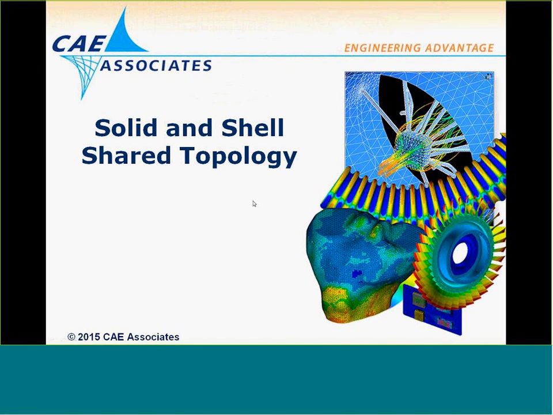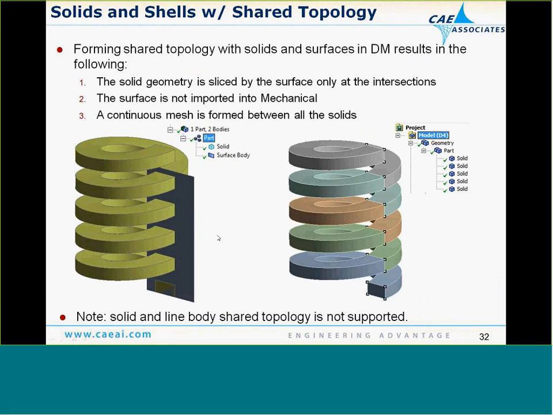Now, what happens when we want to deal with solids and use some shared topology between solids or shells? Start off with solid and shell. So you can go in there in Design Modeler and group a solid and a surface body together and form it into a part. If you do that, though, you're not going to get both of these topologies to import into Mechanical and get a shared mesh.